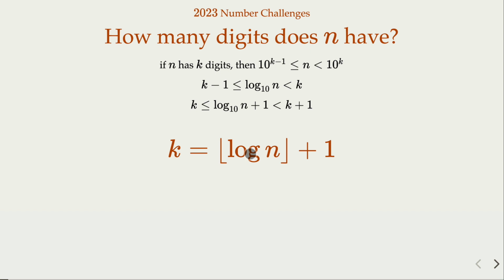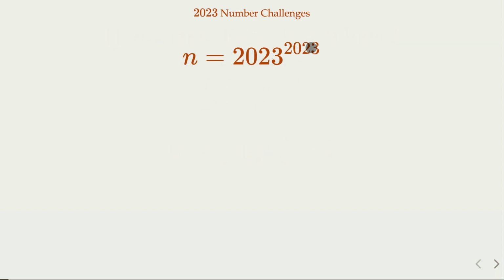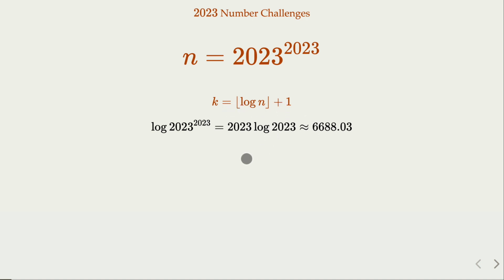So that's good. So what's our n here? Our n is 2023 raised to the 2023rd power. So in order to find the number of digits it has, we need to take a logarithm, right? So log n here, if you do a calculation, of course this logarithm is base 10, and you plug it into a calculator, you get this. This is about 6688. So k would be the integer part of this plus 1. So that is 6689 digits.